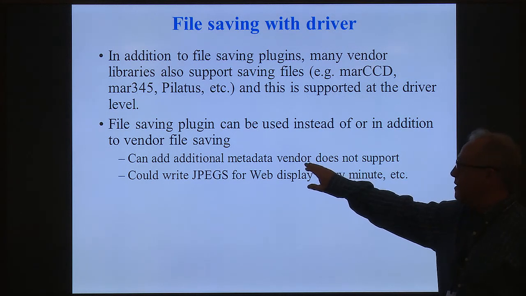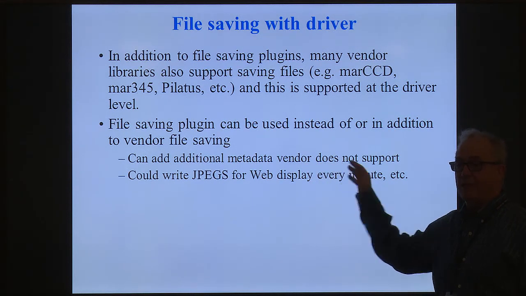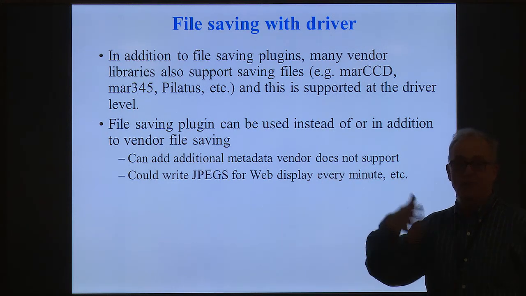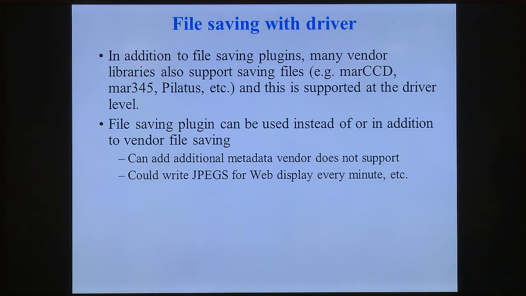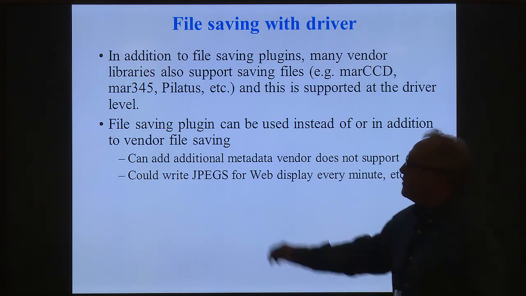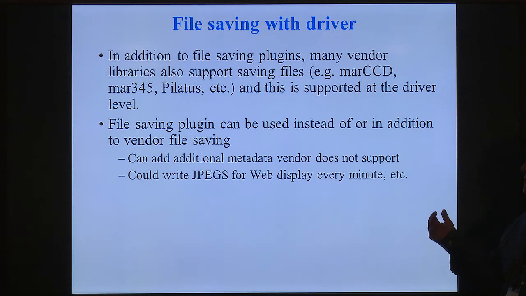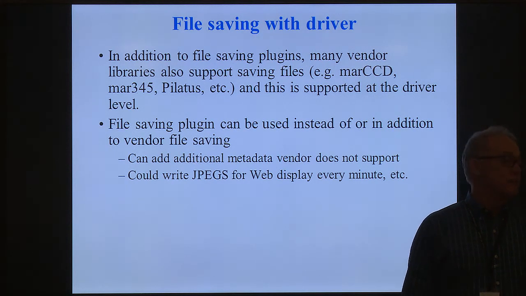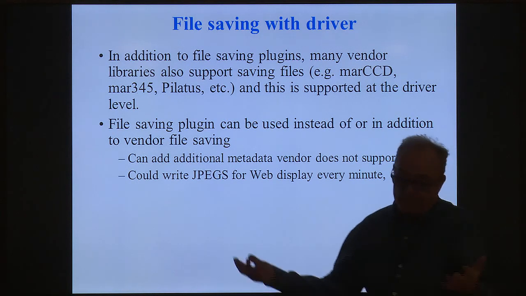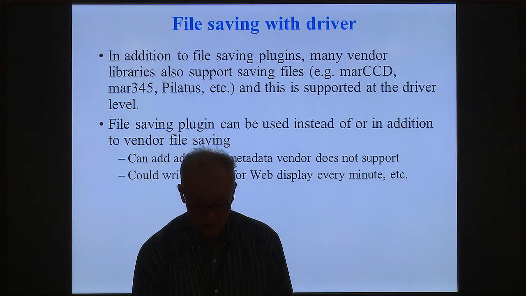The nice thing about using the plugins is that usually the vendor library doesn't let you put any additional metadata into your file. So you couldn't capture where the motors were or that sort of thing. There are other reasons you might want to use the plugins. In some cases, you might want to use the vendor file format for real offline data processing, because that's what the user's analysis software already expects, a particular vendor file format. But then you could write little thumbnails with a file plugin that aren't very big, right? They're binned 16 by 16, so they're just a little thumbnail, but they have all the metadata. So that would be a way to work around the fact that the vendor files don't support metadata.